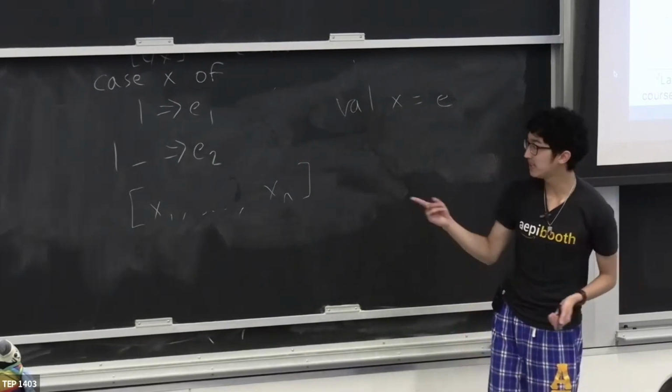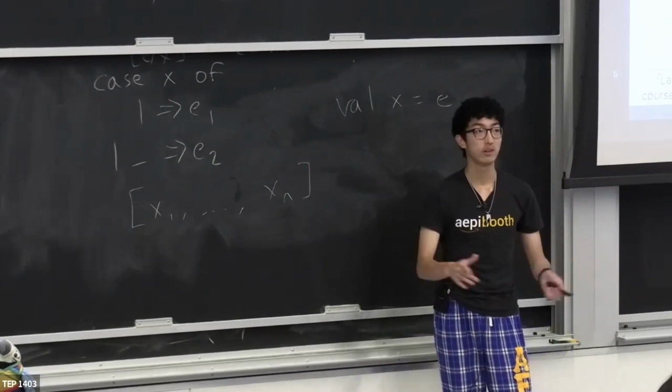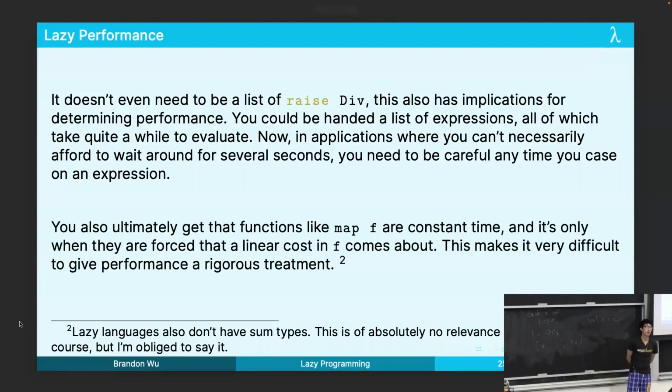All right, it doesn't need to be raise div if it could be anything. That's the point. Okay, so ultimately in a lazy language, the idea is just that things like map f are constant time, and only when you force it do you get linear cost, and that makes it really difficult to give any sort of rigorous treatment to asymptotic analysis. Because then what do I do in a lazy language? Every single one of your work-span questions this semester, almost always, is O of 1. You're done, right? It's constant time. And then you ask, what about later? And you're like, oh yeah, you didn't ask me about later. Right now it's O of 1.